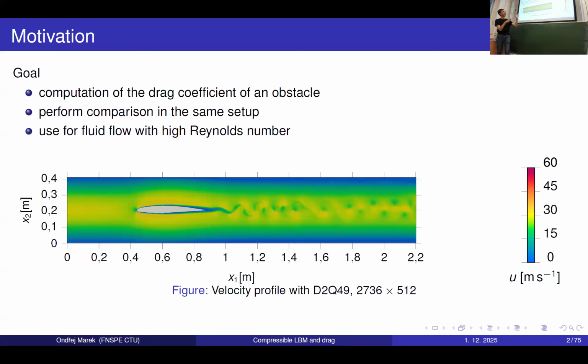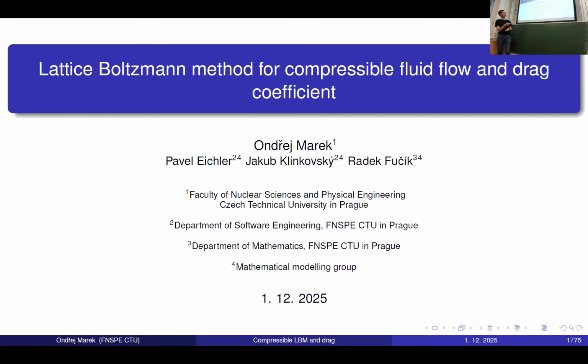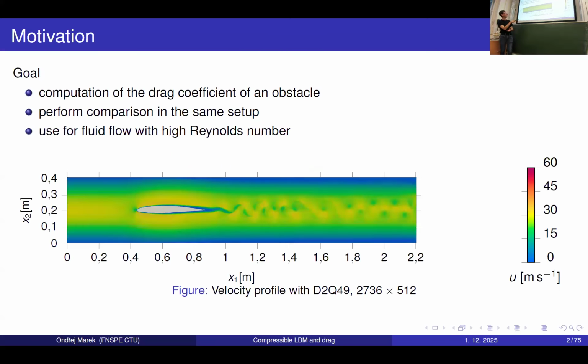As it was mentioned, I would like to present the theory of the Lattice Boltzmann method and a special part of it, which can be applied more to compressible fluid flow, for which it is more suitable. And then the application would be modeling fluid flow in a channel and calculating the drag coefficient of some obstacles for increasing Reynolds numbers by increasing the inflow velocity, and performing a comparison on multiple obstacles with the same setup.